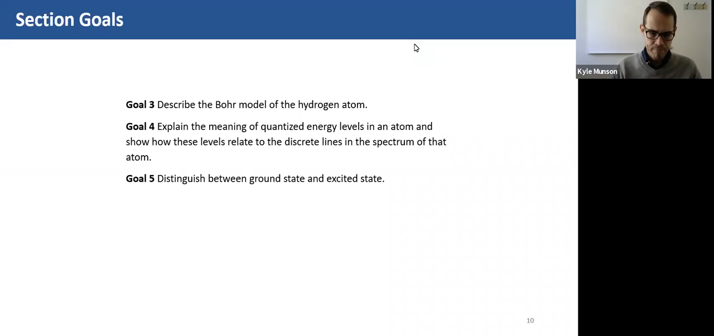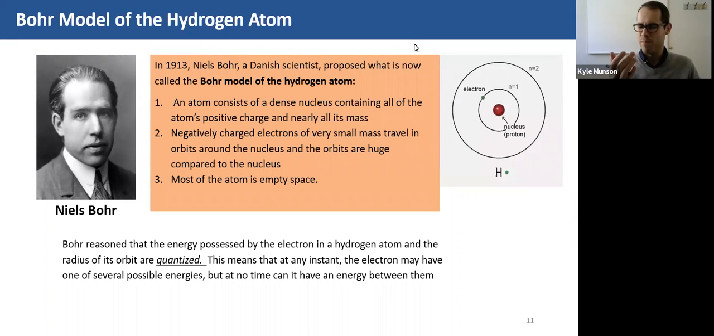So Bohr model for the hydrogen atom, what do we mean by that? Well, in 1913, Niels Bohr, a Danish scientist, proposed what is now called the Bohr model for the hydrogen atom, shown over here. Here are the takeaways. An atom consists of a dense nucleus containing all of the atom's positive charge and nearly all of its mass. This is the nucleus of the hydrogen atom. It's a proton.